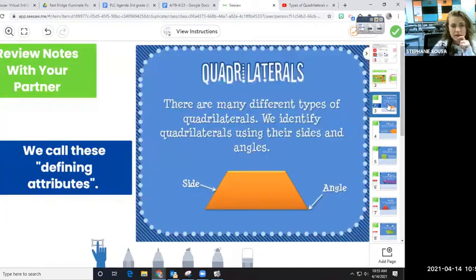Alrighty, you have access to this if you would like to watch it later to help you understand that family example, because that is what we are going to focus on today. Right now, you are getting ready to go to a breakout room. You are going to review these notes with your partner. Here's how we're going to do that.